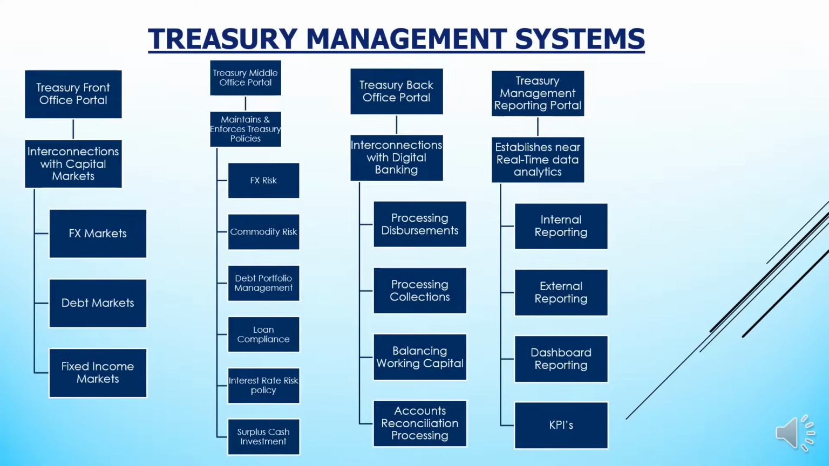The next slide provides the next level of insight into the Treasury Management System structure. The Treasury Front Office portal connects with the capital markets and provides links to data and the availability to transact in foreign exchange markets, debt markets, and fixed income markets. In the middle office, Treasury policy oversight responsibility entails policies covering such areas as foreign exchange risk, commodity risk, debt portfolio management risk, loan compliance, interest rate risk, and lastly, surplus cash investments.